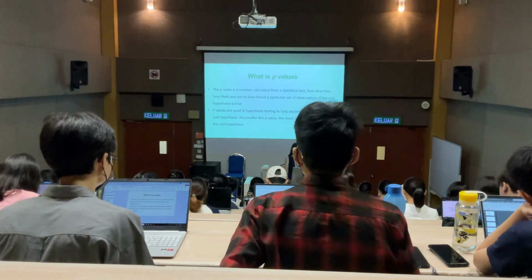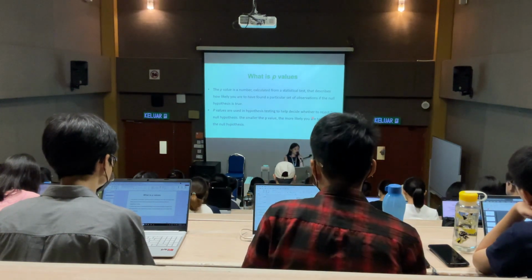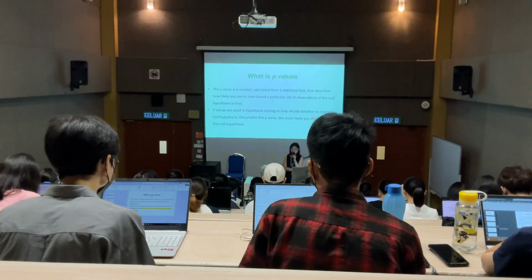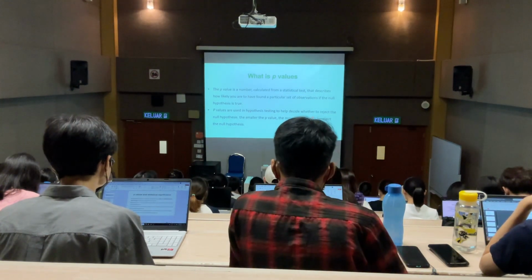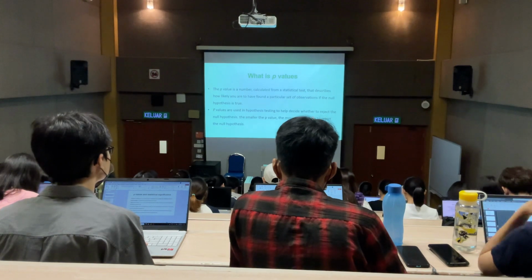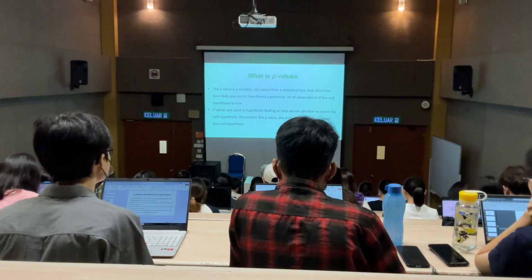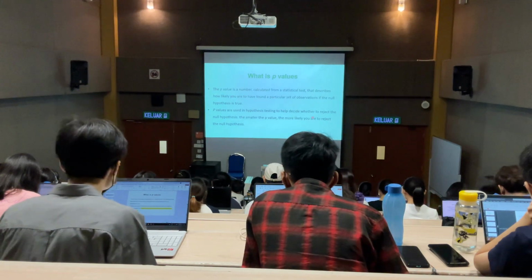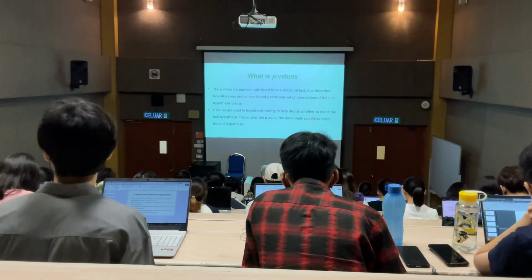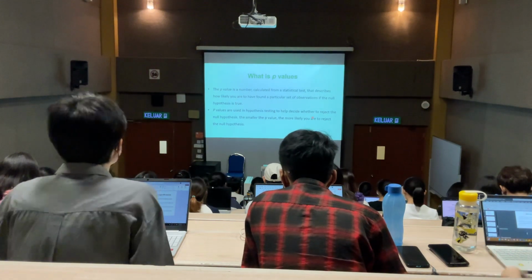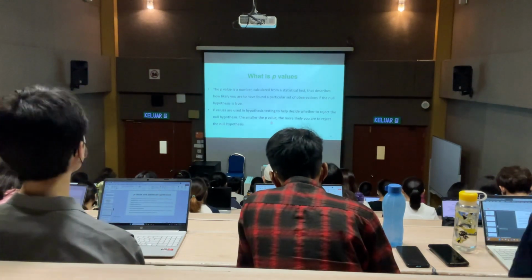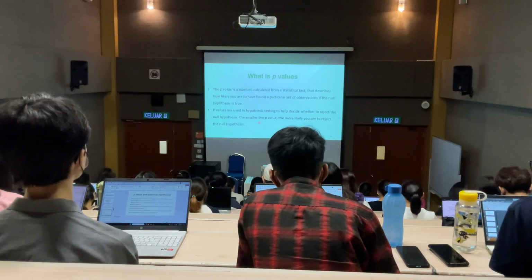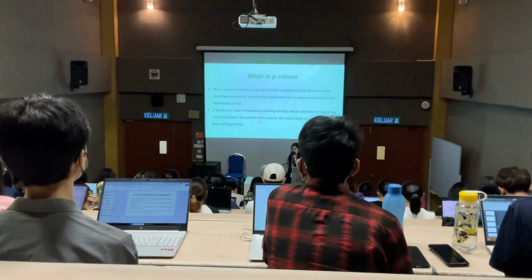And then here's the explanation for p-value. A p-value is a number calculated from your statistical test, as I mentioned, that describes how likely you are to find a particular set of observations if the null hypothesis is true. So the p-value used in hypothesis testing helps you to decide whether to reject the null hypothesis. The smaller the p-value, the more likely you are to reject the null hypothesis. Okay?